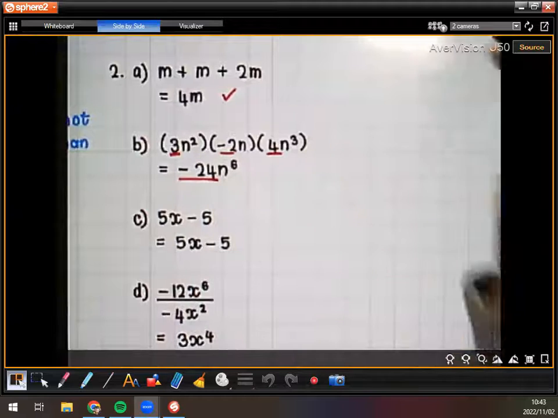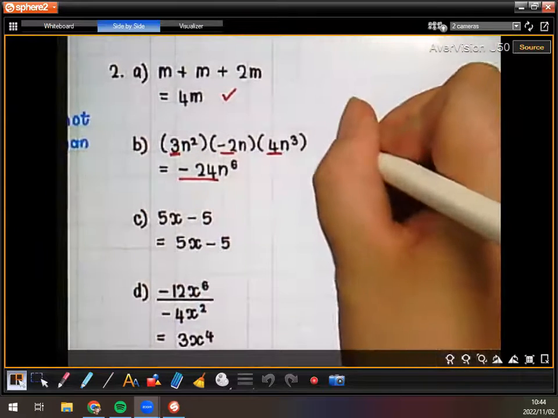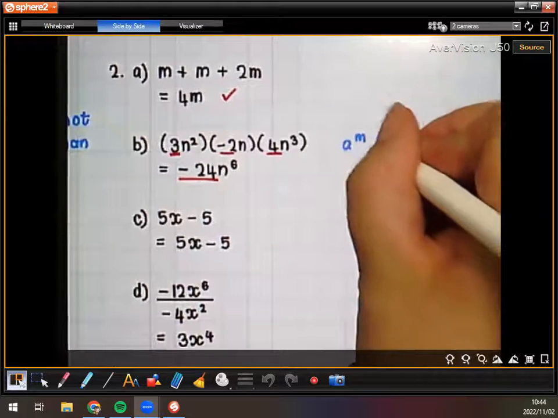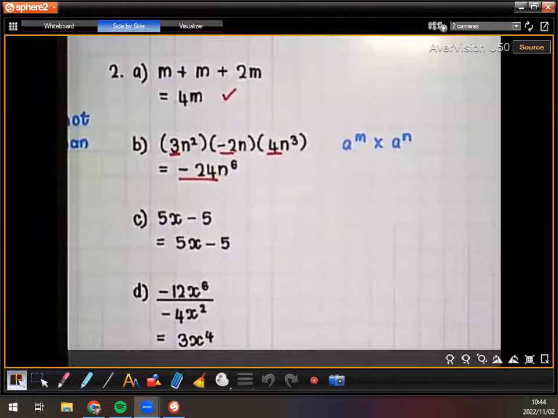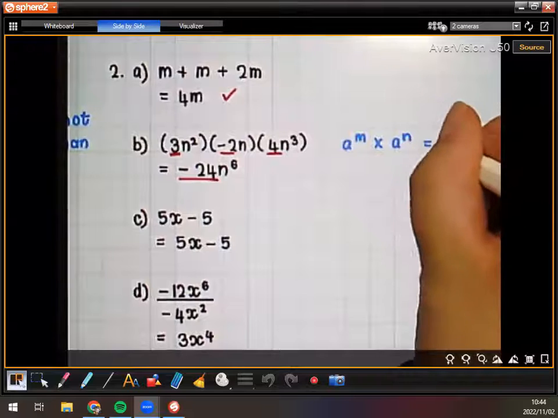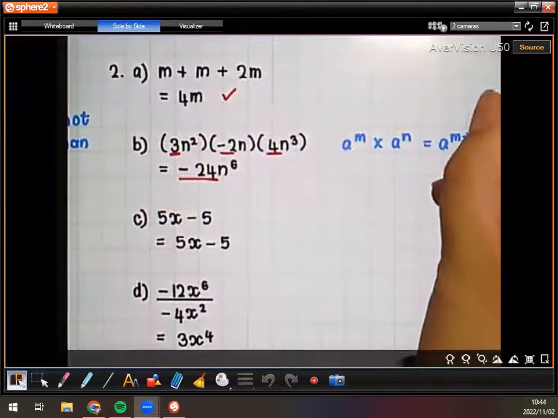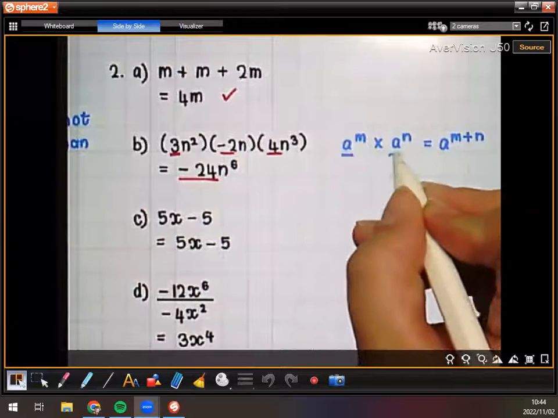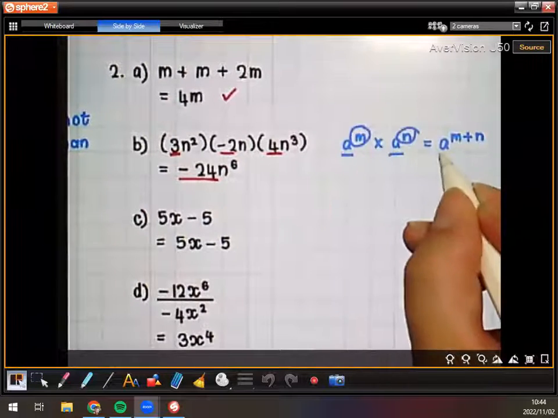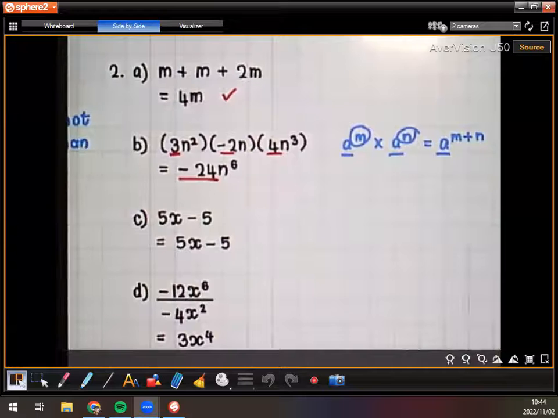Now you're going to check. Remember, guys, this was the exponent law that we wrote down. If you have a to the power of m times a to the power of n, they have the same bases, right? Can we remember what we do with those exponents? We add them together. You keep the base the same, and you add the exponents. The base doesn't change. The exponents are added together.